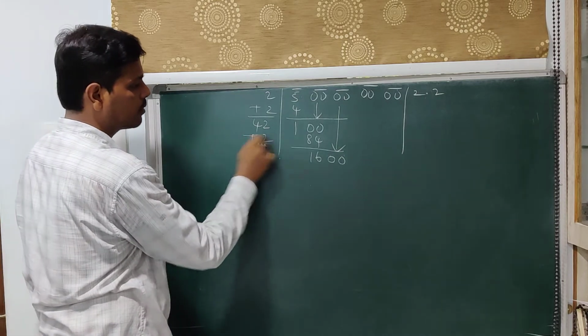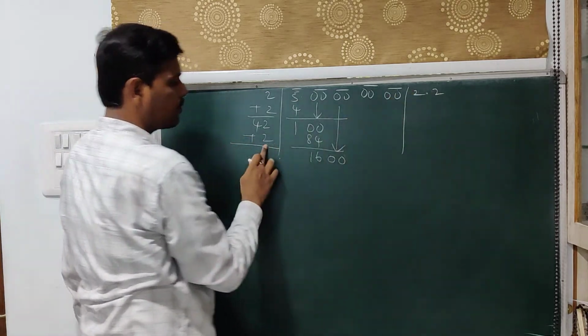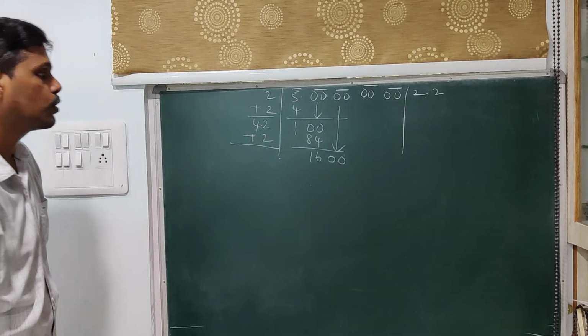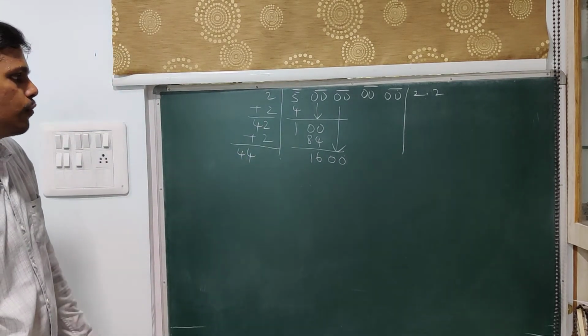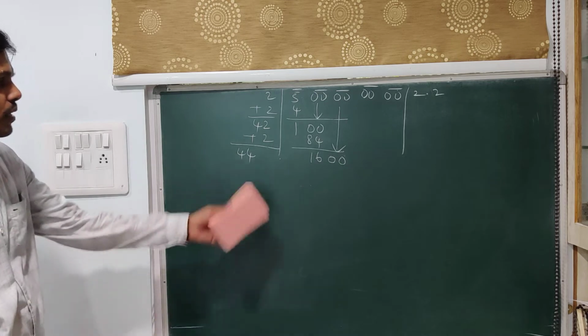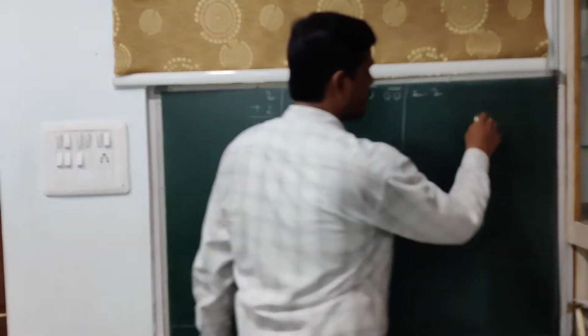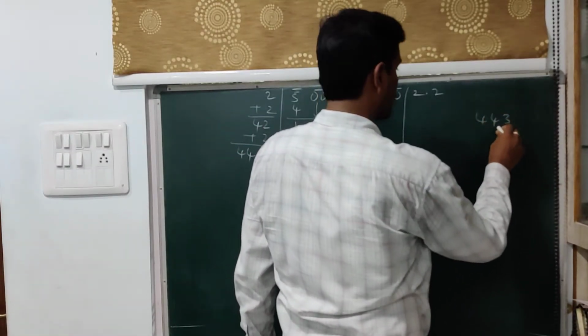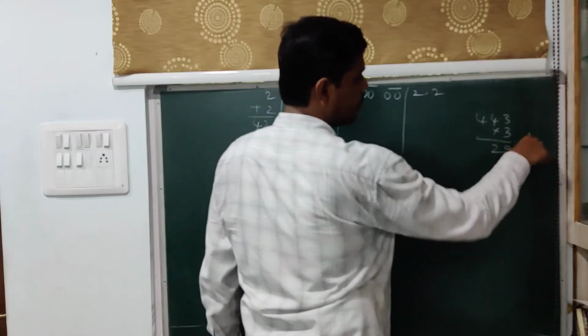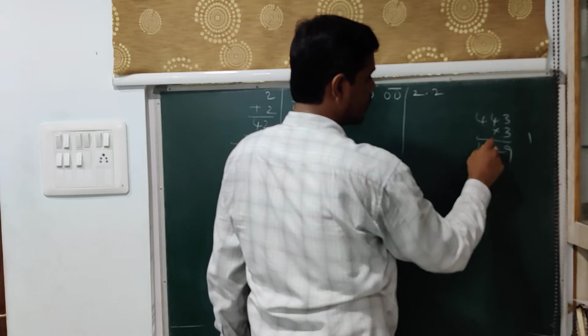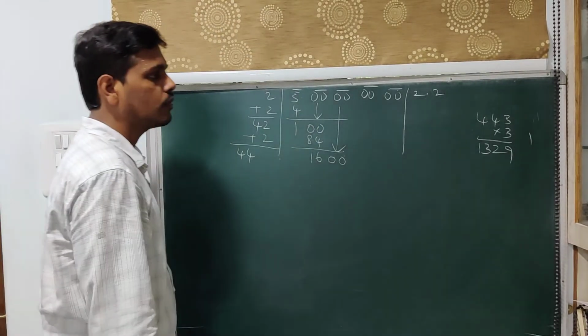Next, again add upon 2, because that is what you have written. So that number should be added. 42 plus 2 is 44. Now if you go with 4, that will be more than 1600. So I'll try to go with 3. 44 into 3: 3 3s are 9, 3 4s are 12, 3 4s are 12 plus 1 is 13. So 1, 3, 2, 9.